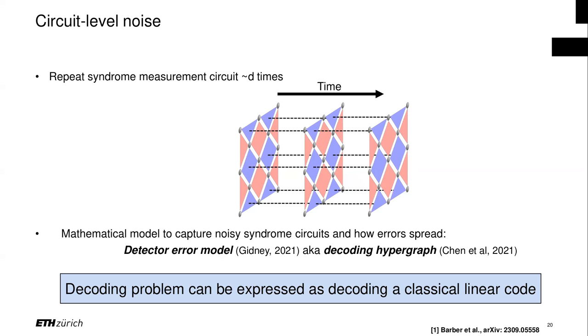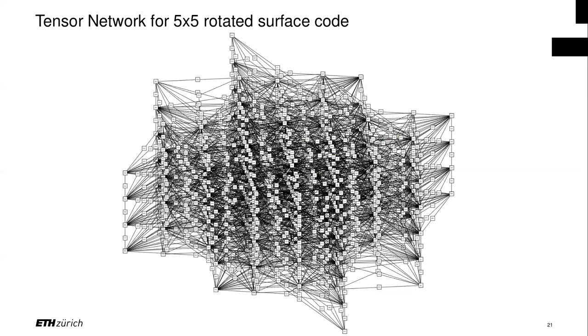But unfortunately, even if you take a very simple code, like a 5x5 rotated surface code with 5 repetitions, you get a Lovecraftian horror looking thing like this, which is very sad. This might look completely random, but it actually has structure. It is 3D local. You might notice there are different layers in the tensor network. That's because this corresponds to the different measurement rounds you have in your circuit. So it's very structured and local, but it's so large that it's impossible to see in this picture.